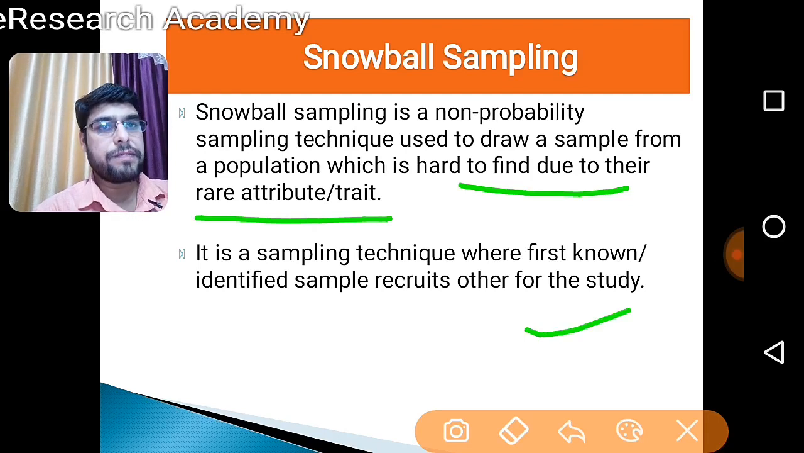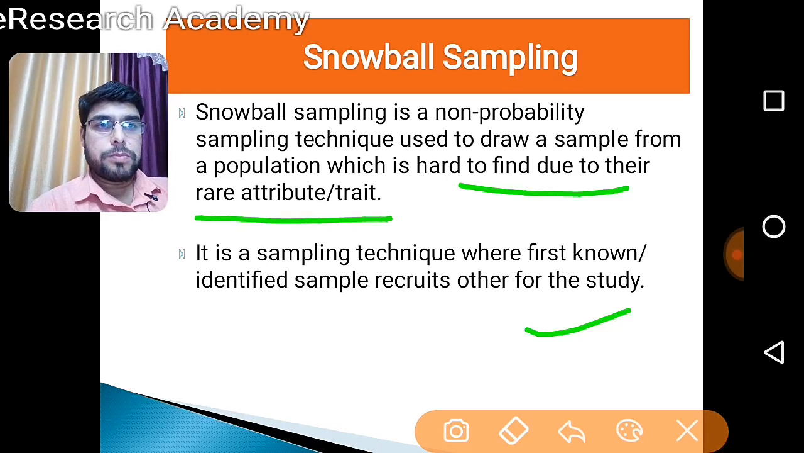So this is the advantage of this technique as well, because we don't have enough idea about the respondents or participants of our study. So anyhow we have to track the first one, and this first known person further recruits the other persons or participants in our study, right?